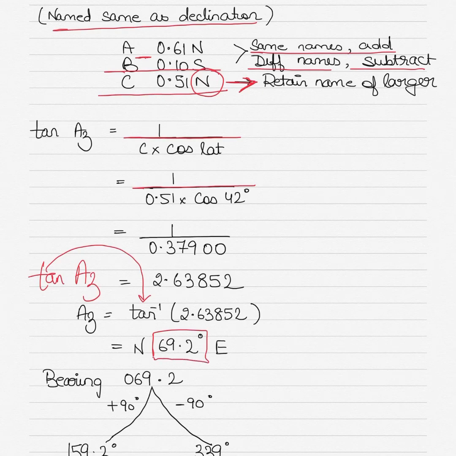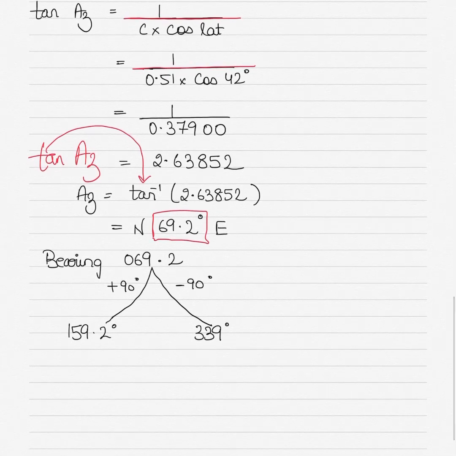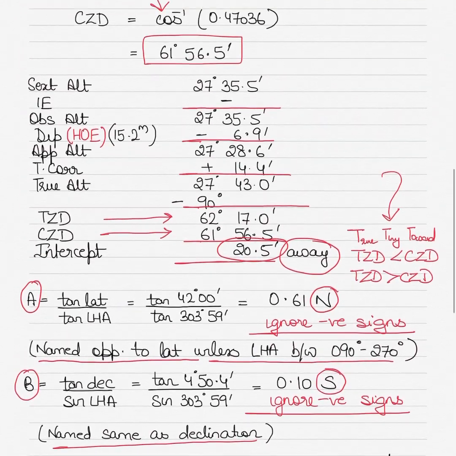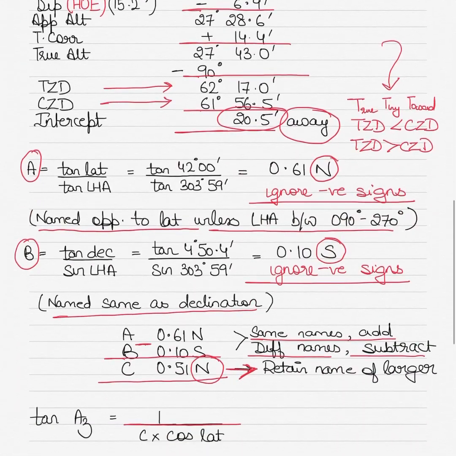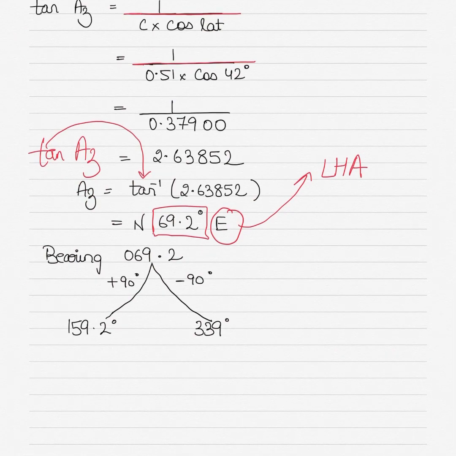But in this case here, you will name it northeast. Why? East comes from the name of LHA. Your LHA was named east above. Remember? We named LHA east because LHA was greater than 180 and between 360. So we named it east. So that's why you will name it east. North comes from the name of C. So you named your C north. So you will name your azimuth here north as well. So north 69.2 degrees east.